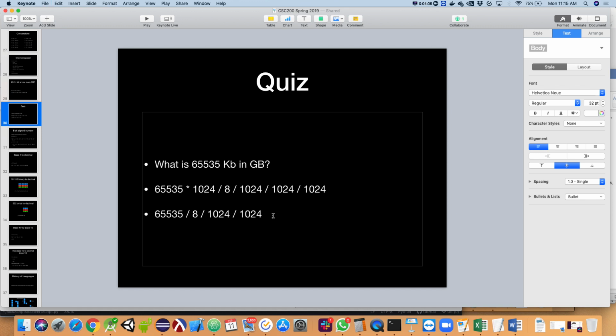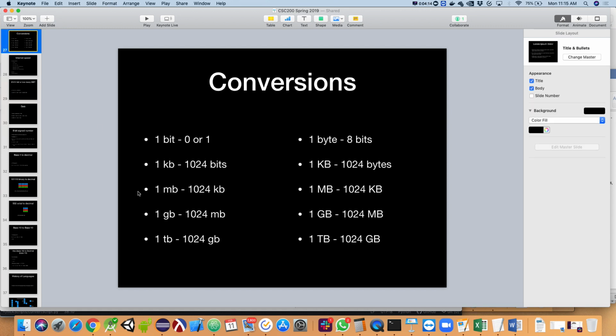All right, questions about this? Make pretty good sense? Go ahead. Why are we dividing by 1,024? Because that's the scalar on our chart here. A kilobit is 1,024 bits, a megabit is 1,024 kilobits, a gigabit is 1,024 megabits. On this side, a kilobyte is 1,024 bytes, a megabyte is 1,024 kilobytes, and so on and so forth. So it's always a scalar of 1,024.